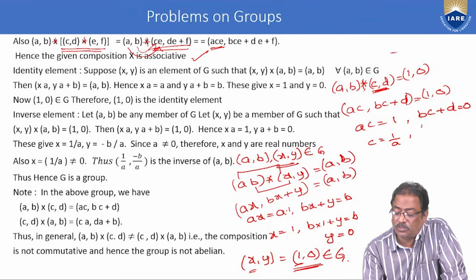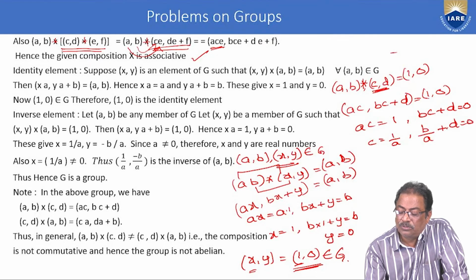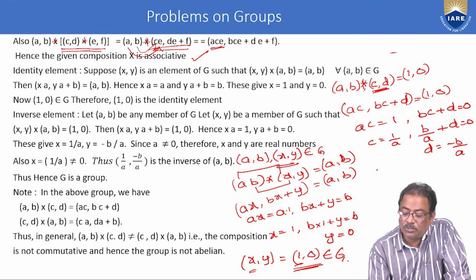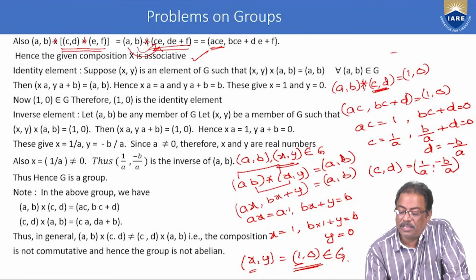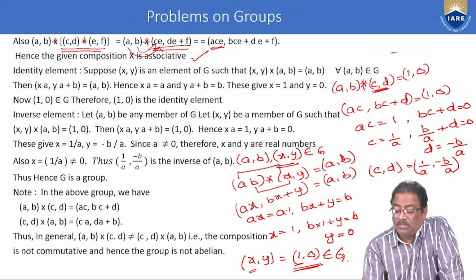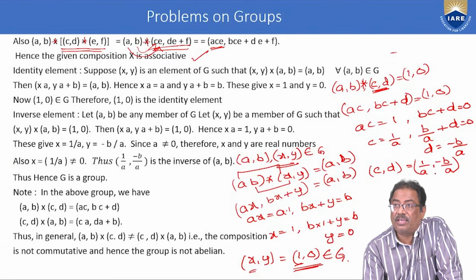So what is C? I substituted here B by A plus D equal to 0. So what is D equal to? Minus B by A. So I am going to say that the inverse of (A, B) is equal to (C, D), where C is 1 by A and D is minus B by A. So now this is the inverse of (A, B).